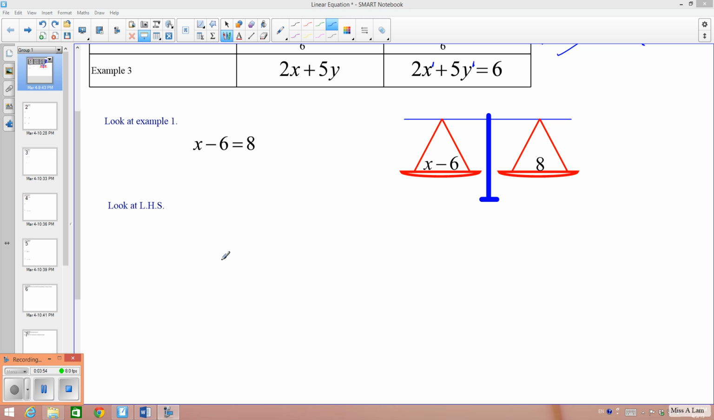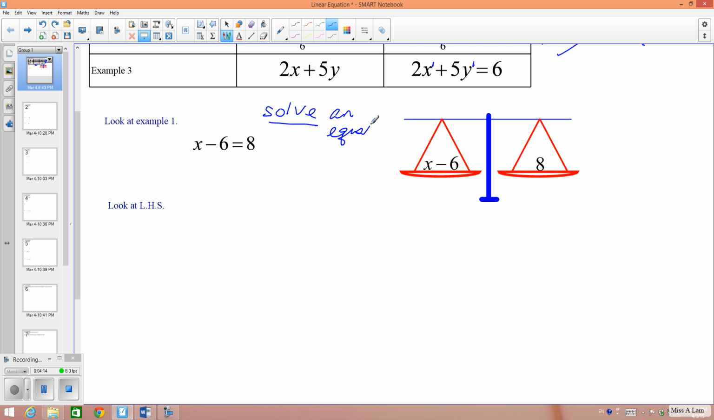Now let us look at a simple example to see what the meaning of solving an equation is. In this chapter you will always see this word solve. Solve an equation. It means you have to find the value of the unknown.